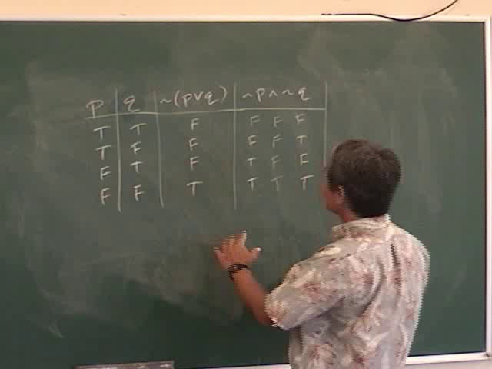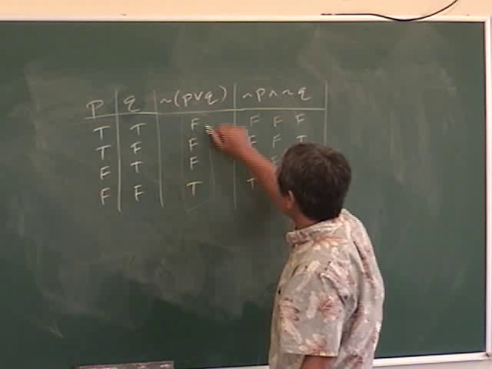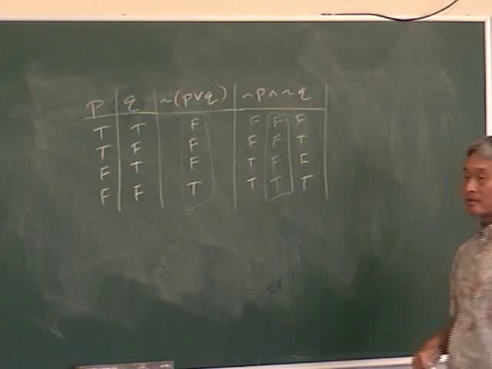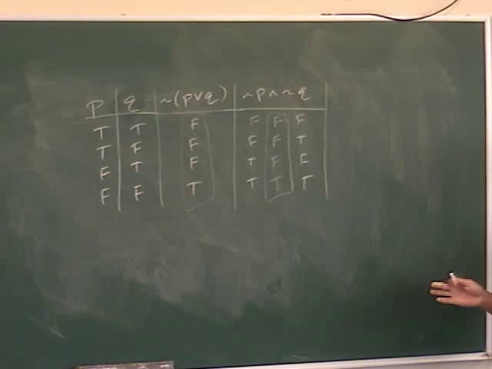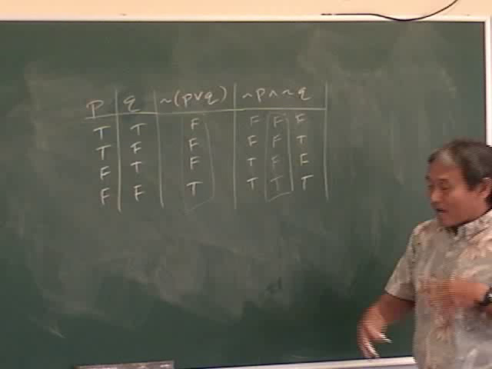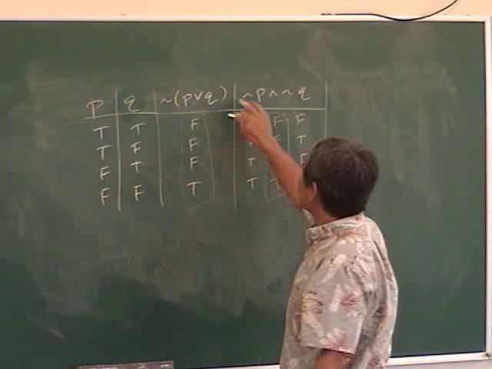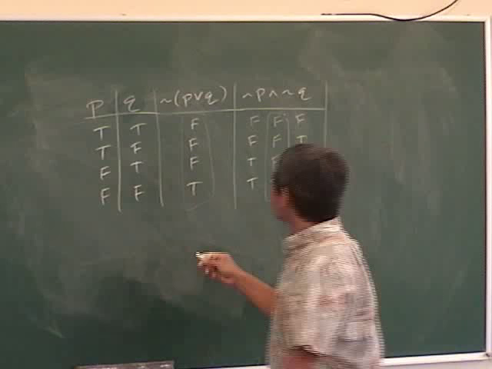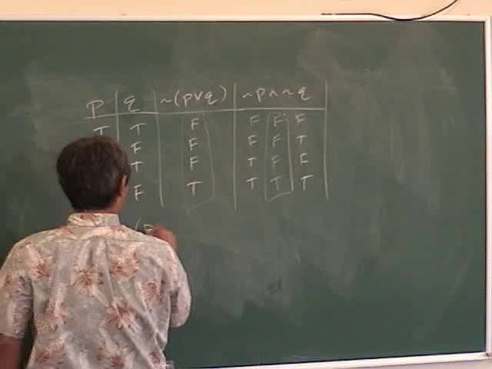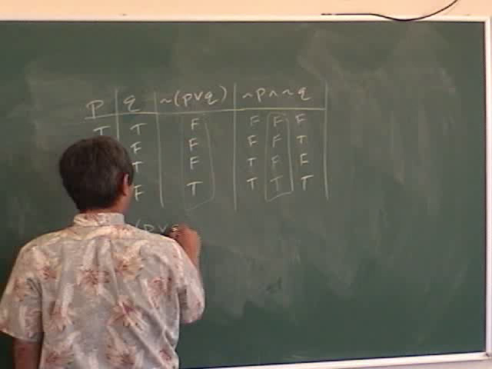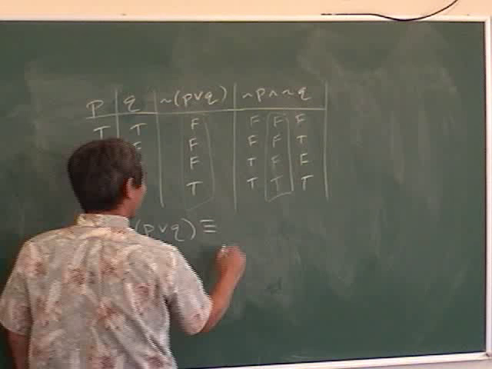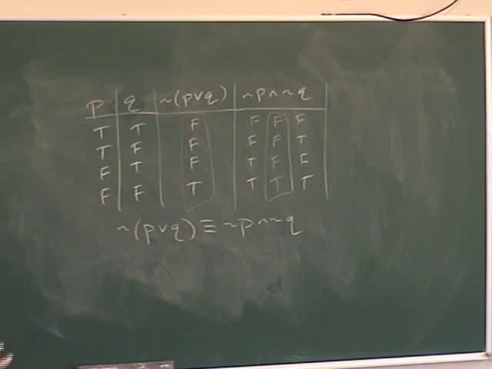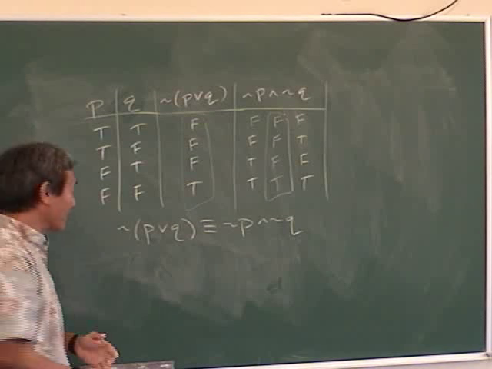Now, I want you to notice something about this. Here's the truth table for this statement. Here's the truth table for this statement. What do you notice? They're exactly the same. When two statements have exactly the same truth table, we say that these statements are logically equivalent. And this is how we write it. So the negation of P or Q is logically equivalent to not P and not Q. Logically equivalent means they have the same truth table.